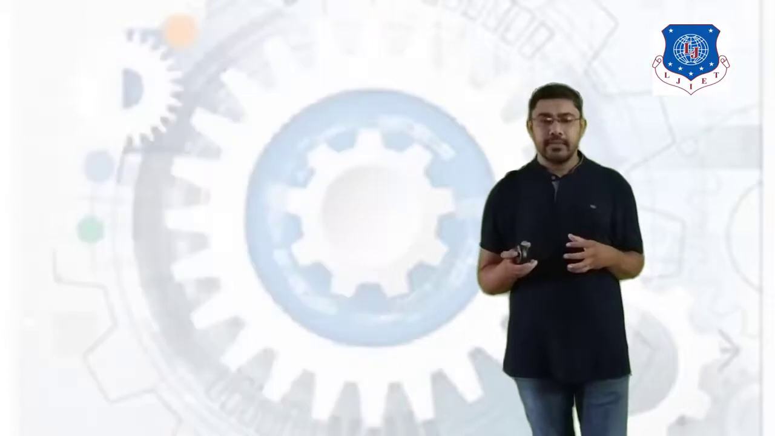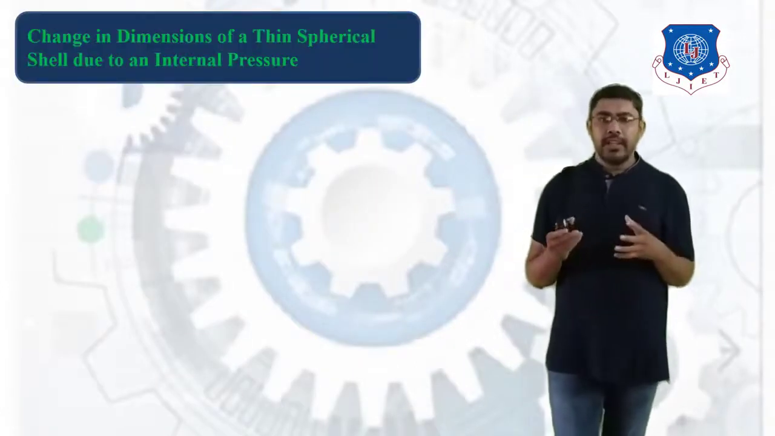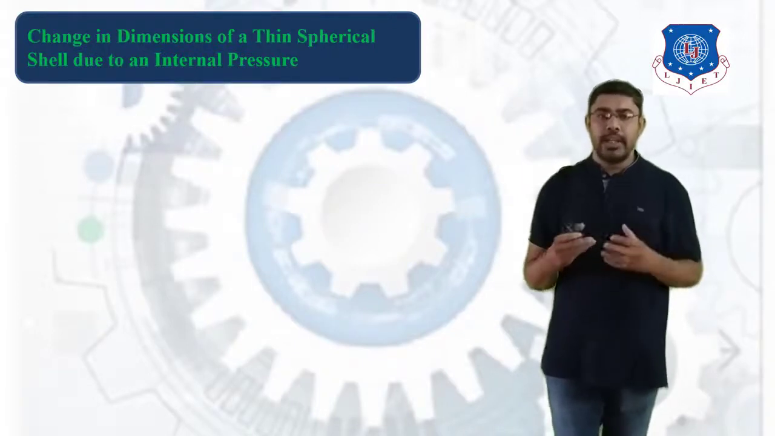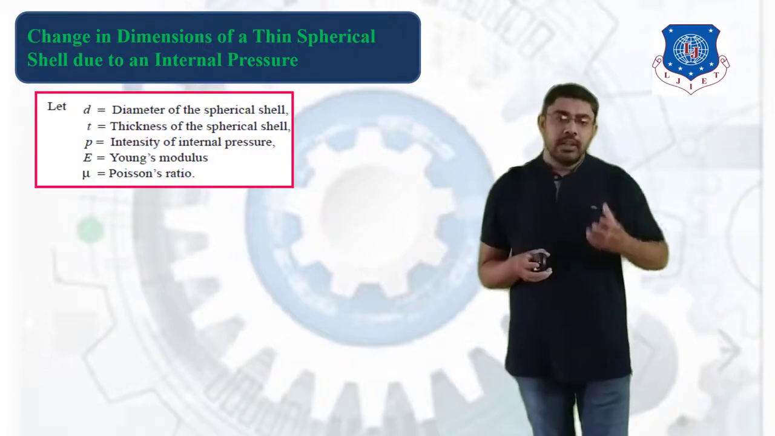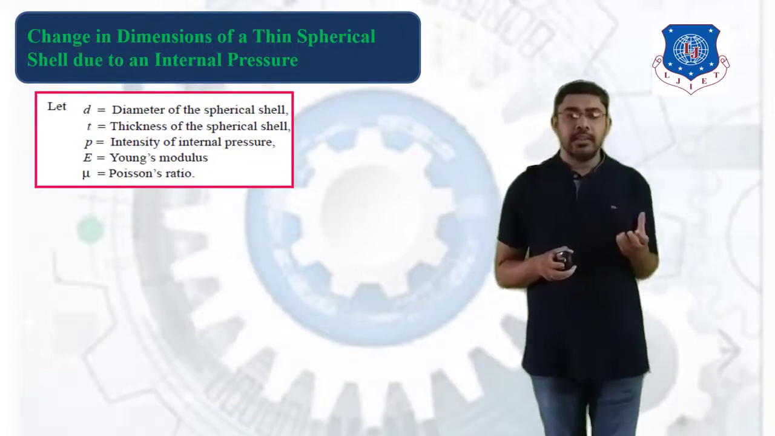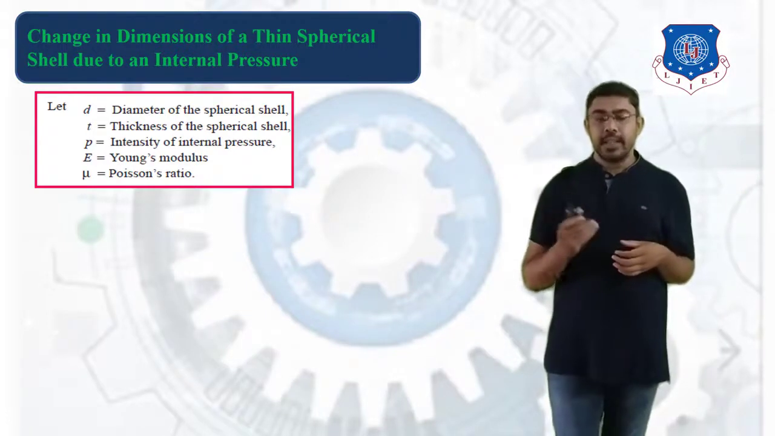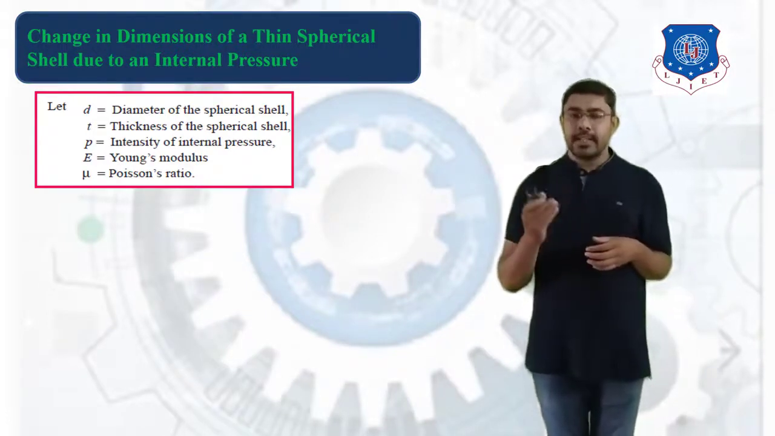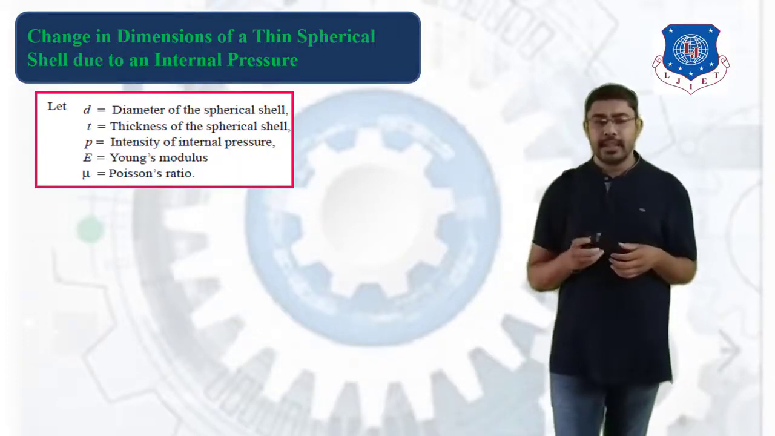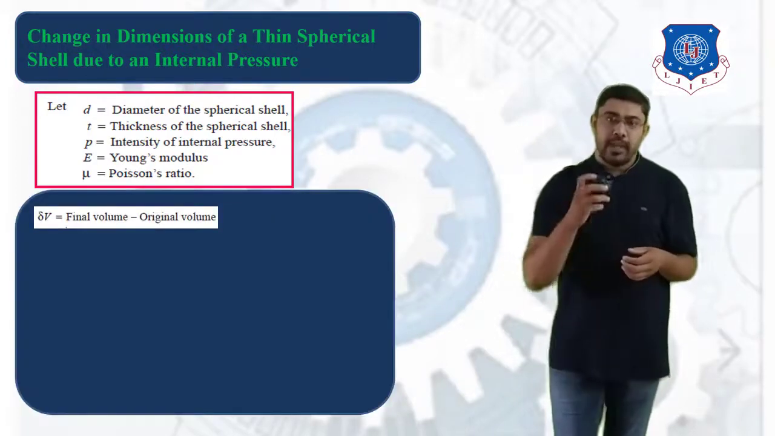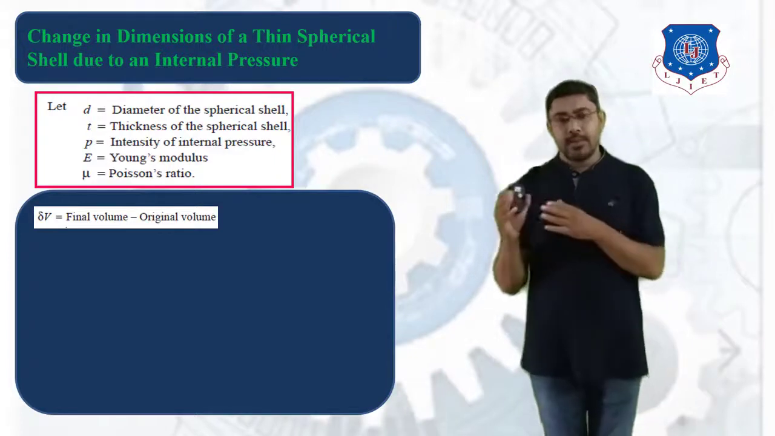Now next is the changing dimension of a thin spherical shell due to an internal pressure. First consider the nomenclature: D is the diameter of shell, t is the thickness of shell, P is the pressure intensity, E is the Young's modulus, and mu is the Poisson's ratio. As we know, delta V is the final volume minus original volume.